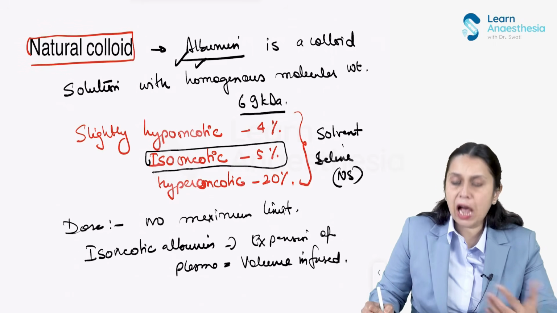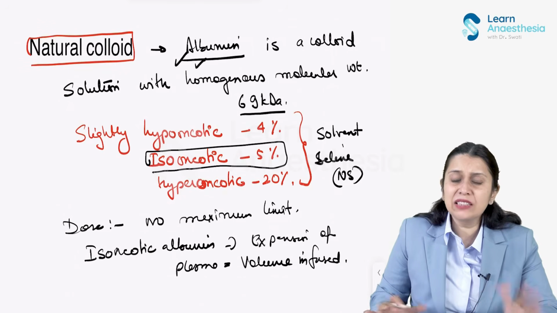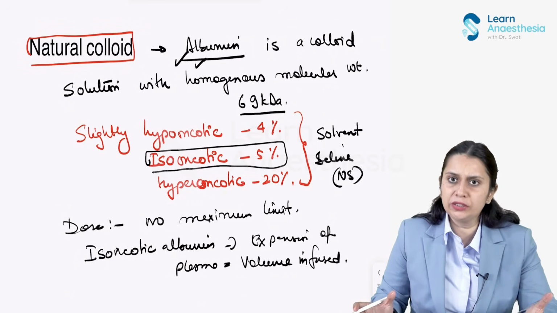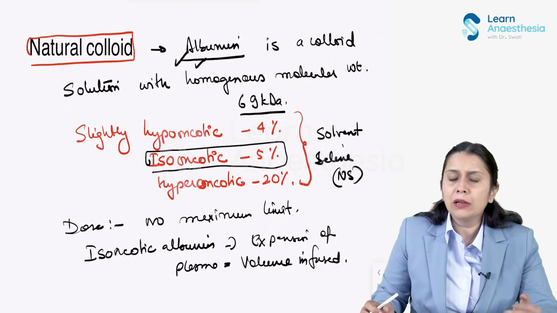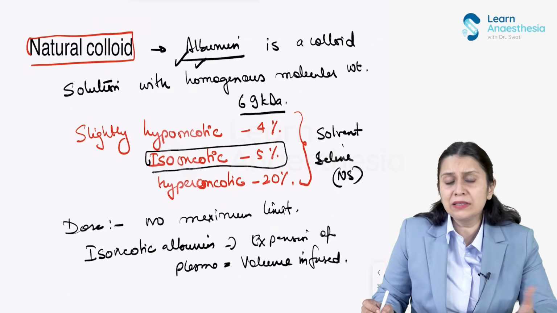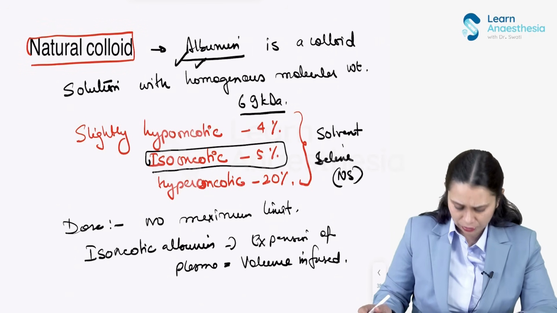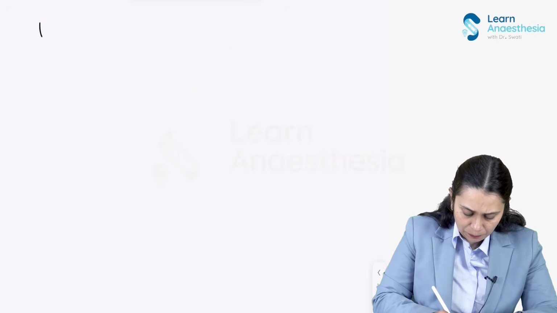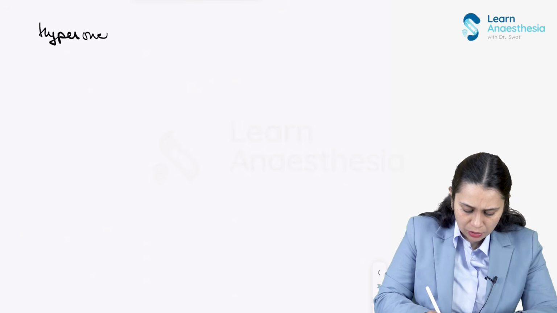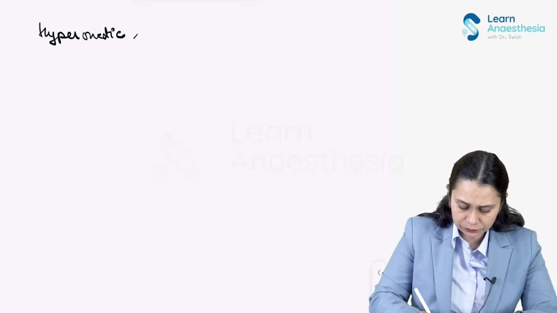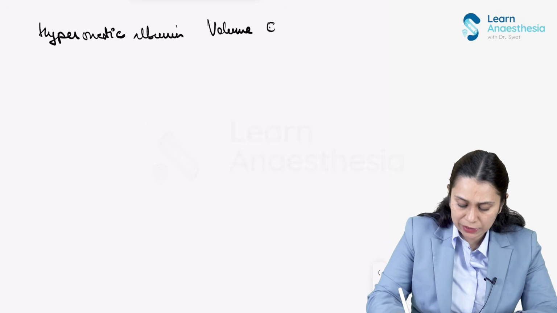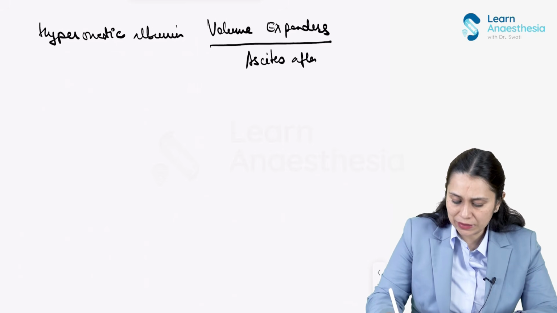Hyperoncotic albumin acts as a volume expander with a large increase in volume, and is mostly used after paracentesis in ascites, etc. They expand the volume in large amounts.